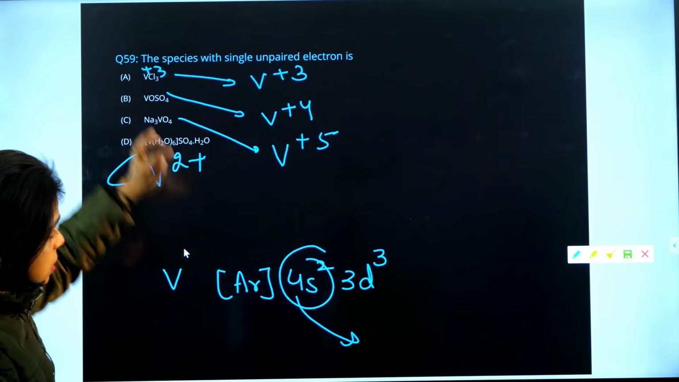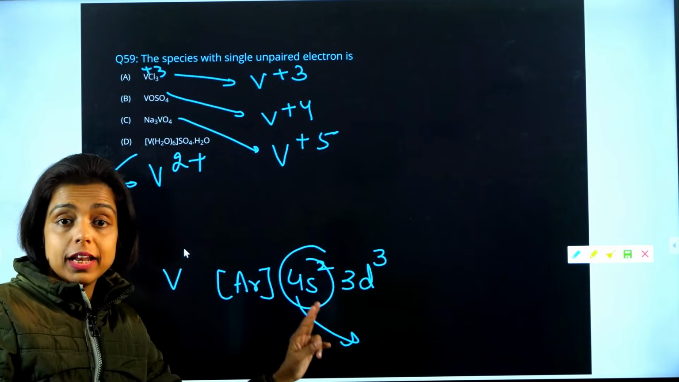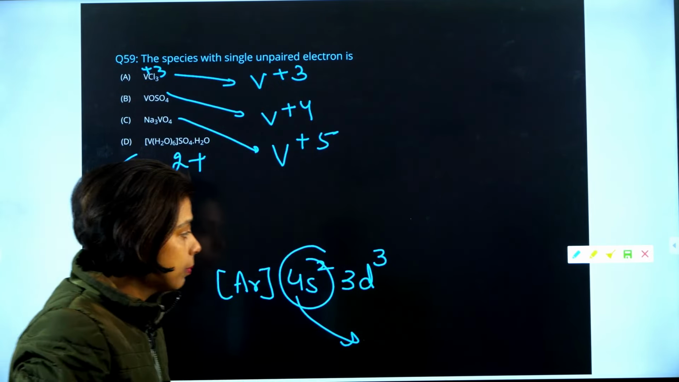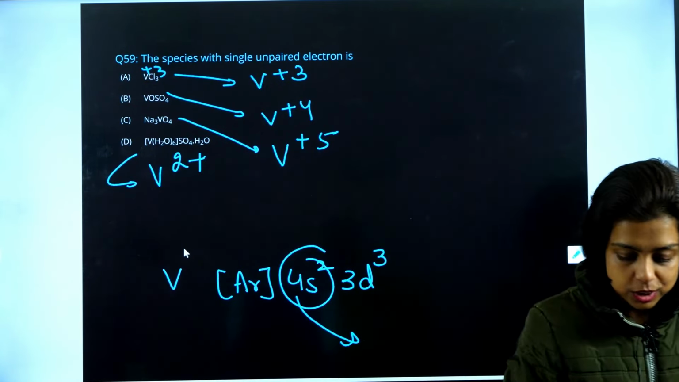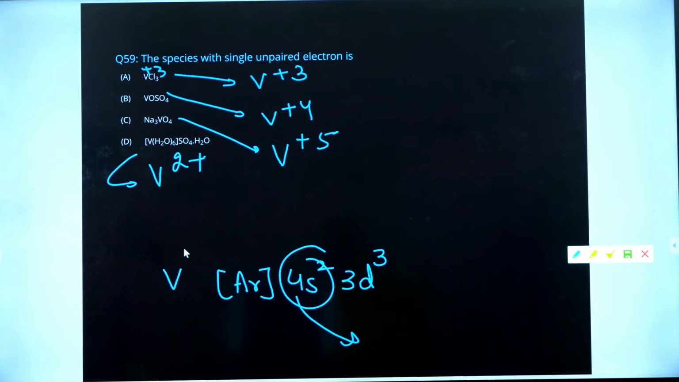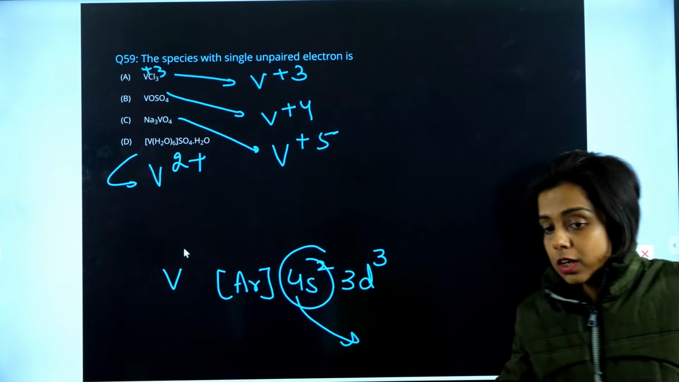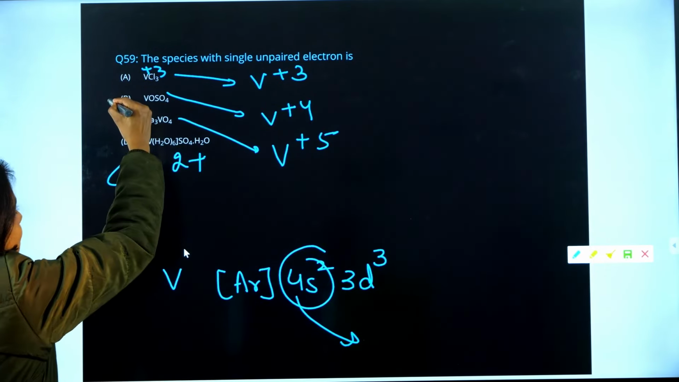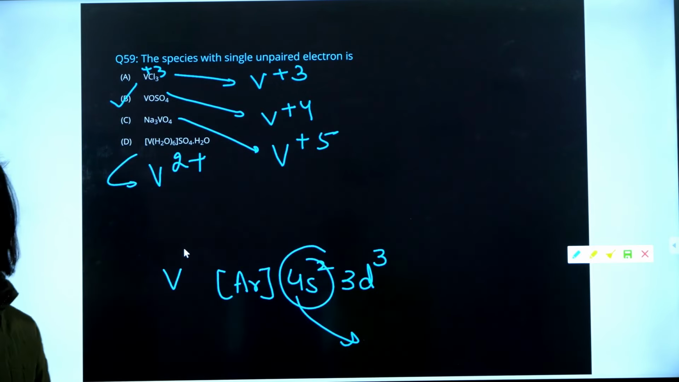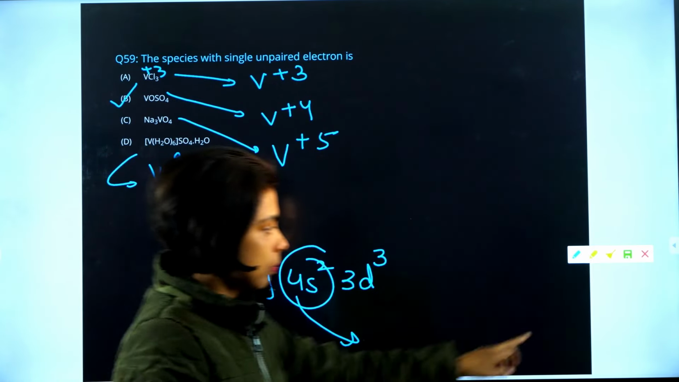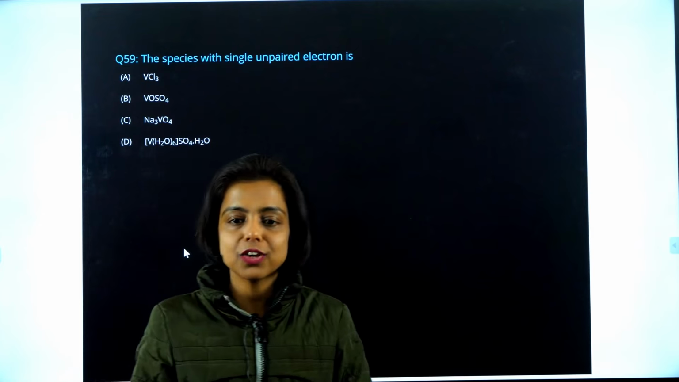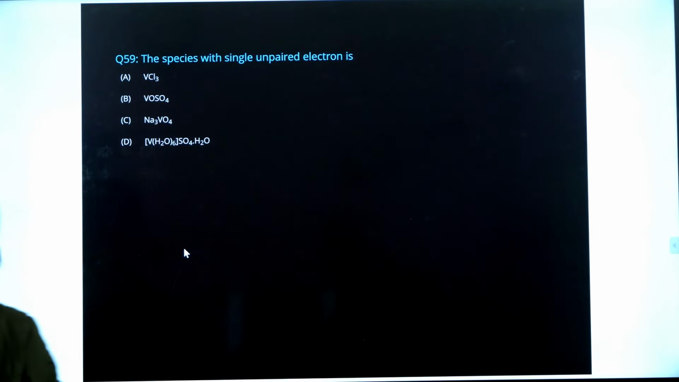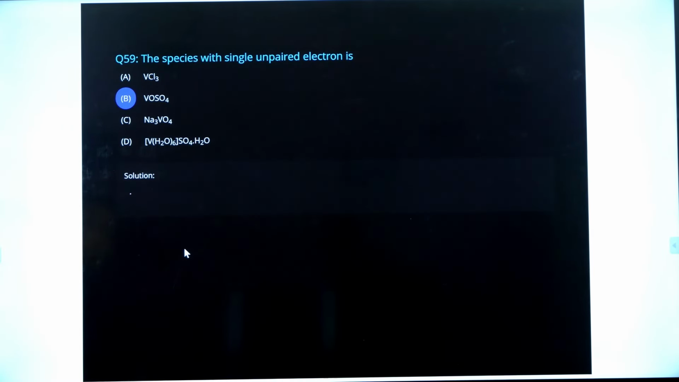In B, vanadium is in +4 oxidation state. So 2 electrons from 4s and 2 from 3d will be out, guys, right? And of course it will have a single unpaired electron. So the answer indeed here is B, correct? They were asking us about the single electron present. Just a basic question where you are supposed to calculate the oxidation state. So the answer is B.